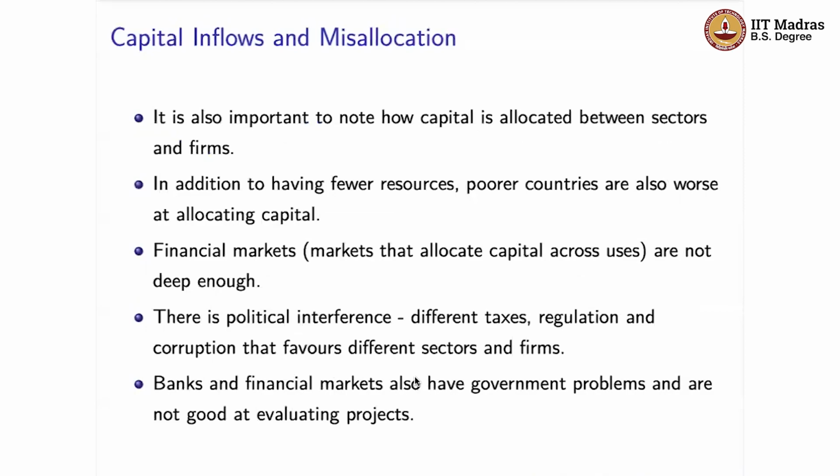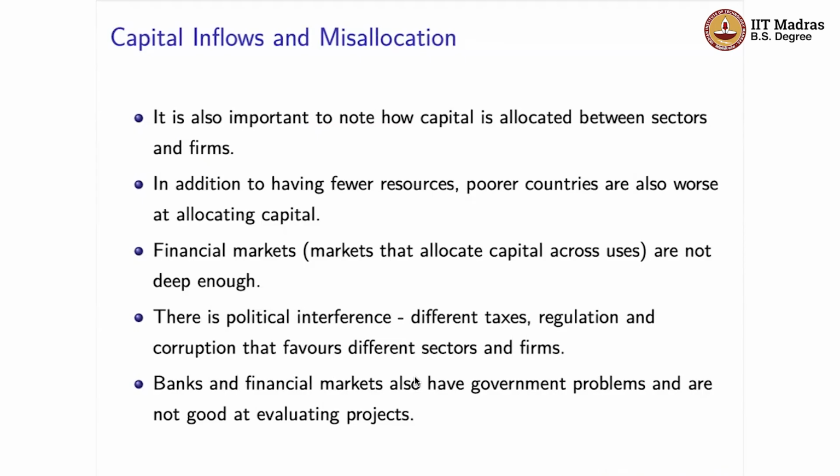But the problem arises from the fact that capital is also allocated between different sectors and firms. And whenever you have excess capital flow happening, this becomes more of an issue, right? This is because in addition to having fewer resources, poor countries are also worse at deciding who to give money to. The reason is that financial markets, which are the markets that allocate capital across different needs, are not deep enough. There is typically a lot of political interference. This can be in terms of taxing different activities differently in response to political pressure and vote bank politics. There is often regulation and corruption that ends up favoring particular sectors and particular firms.